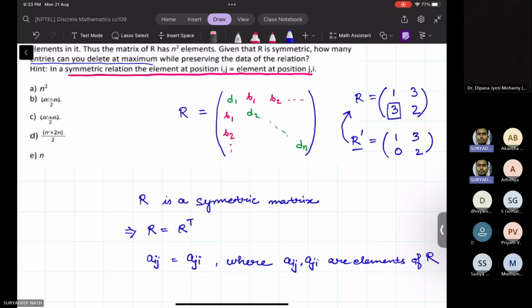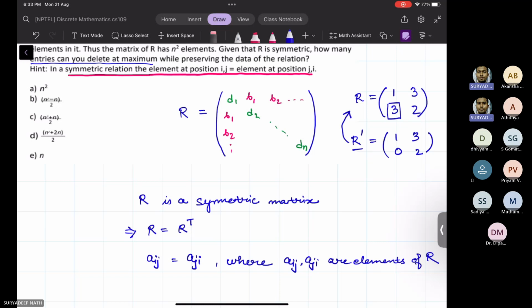So what do you think about the diagonal? Should we keep the diagonal or can we remove the diagonal as well? We'll have to keep the diagonal, right? Because if we remove the diagonal elements, we have no information left in the matrix to know what the elements of the diagonal are. But if we remove the upper diagonal elements, we can construct the lower diagonal elements because they are just the reflection of the upper diagonal elements. So we'll have to keep the diagonal elements.